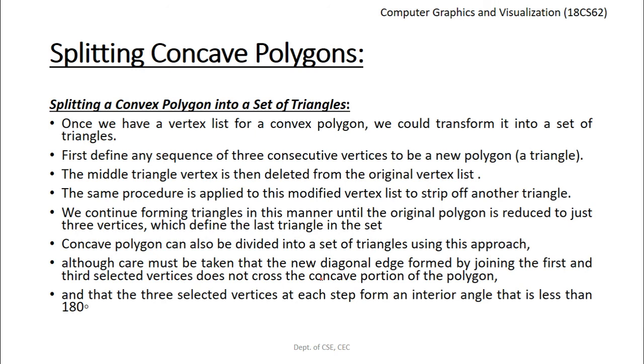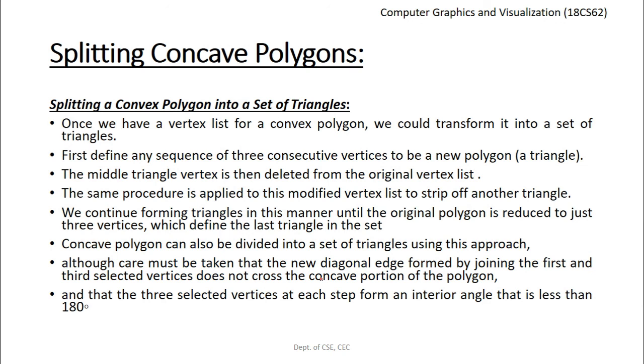A concave polygon can also be split using a similar method, although we must take care that the new diagonal edge formed by joining the first and the third selected vertices does not cross the concave portion of the polygon, and that the three selected vertices at each step form an interior angle that is less than 180 degrees. So these are the three methods for splitting a concave polygon into convex polygons.